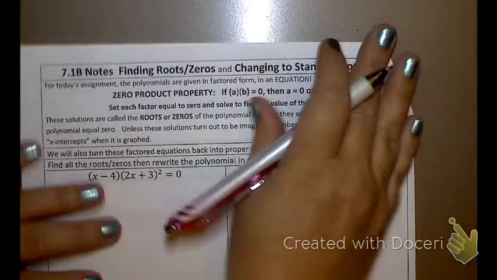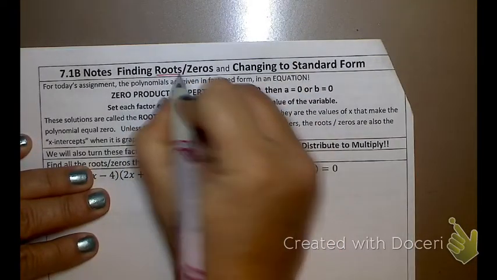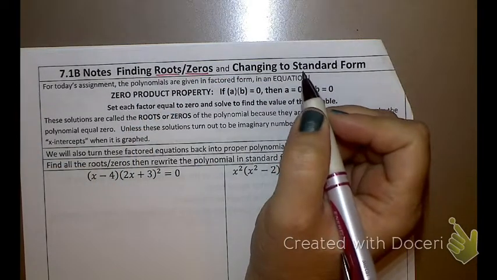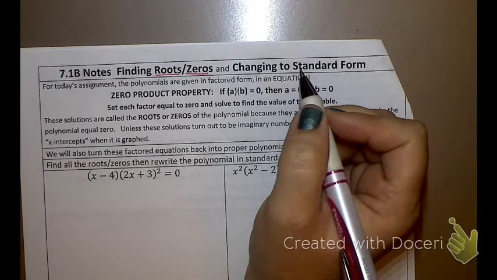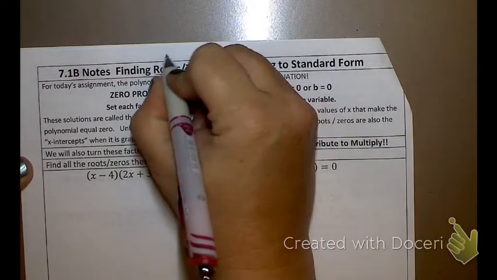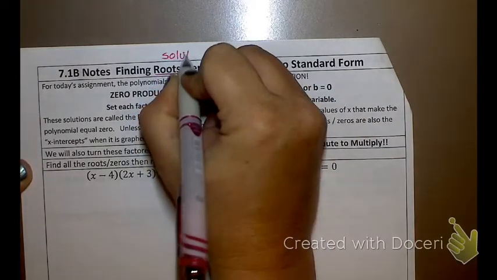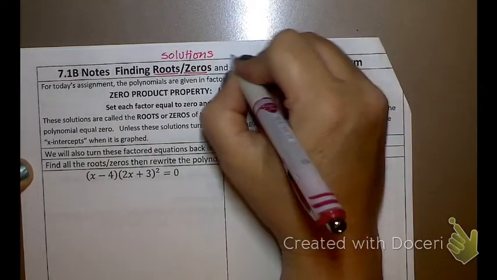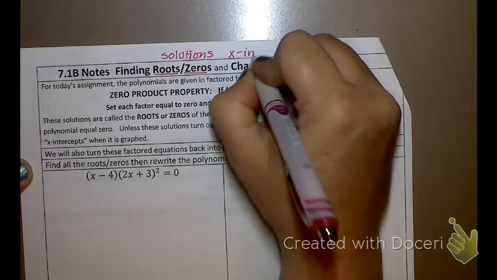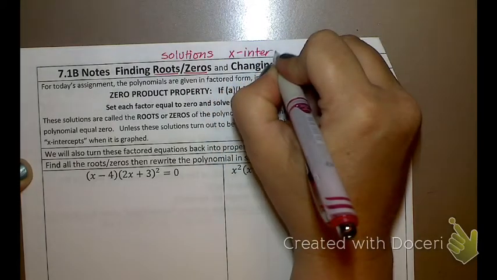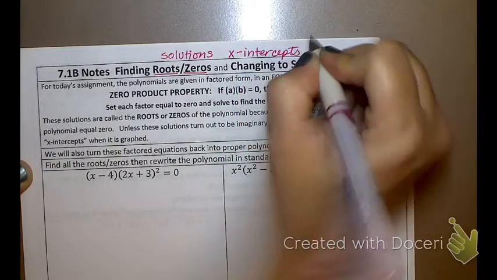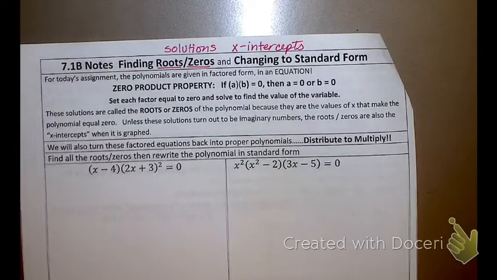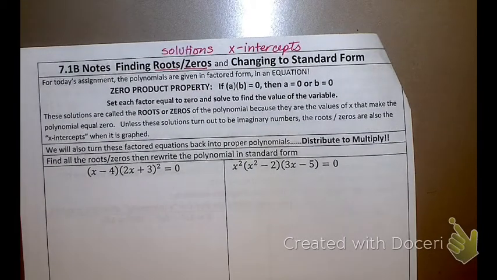I mentioned earlier, roots and zeros are the same thing. You'll hear me use those terms interchangeably. Sometimes they are also called solutions. And when we get to graphing, they will be called x-intercepts. Okay, so lots of words for the same thing, just to be confusing, right?